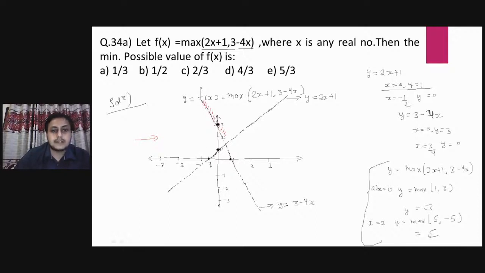For example, at x equals minus 1, the value of y according to this graph, y equals 3 minus 4x, is this one, right? And according to this graph, y equals 2x plus 1. So at x equals minus 1, you will get this value of y, that is negative. So obviously, this line gives you the maximum value at x equals minus 1. So as we move from left to right, this line gives us the maximum value, right? Let's see.